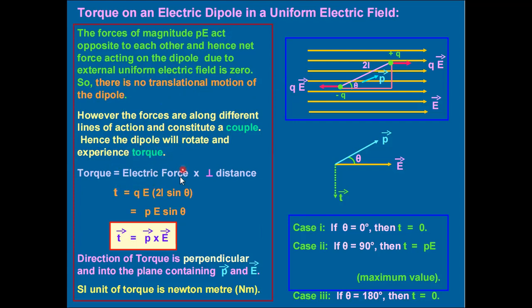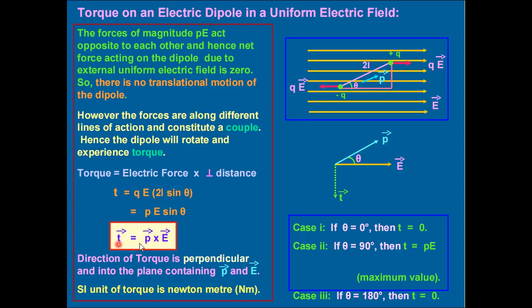Torque equals what? Electric force multiplied by distance. So electric force will be qE and distance will be 2l sin theta. This is plus q and this is minus q. Their distance will be 2l and the angle will be theta. So qE is the force due to the electric field, and on the negative charge the direction will be opposite. Force will be qE, because electric field equals F by q. This is why electric force will be qE and distance will be 2l sin theta.